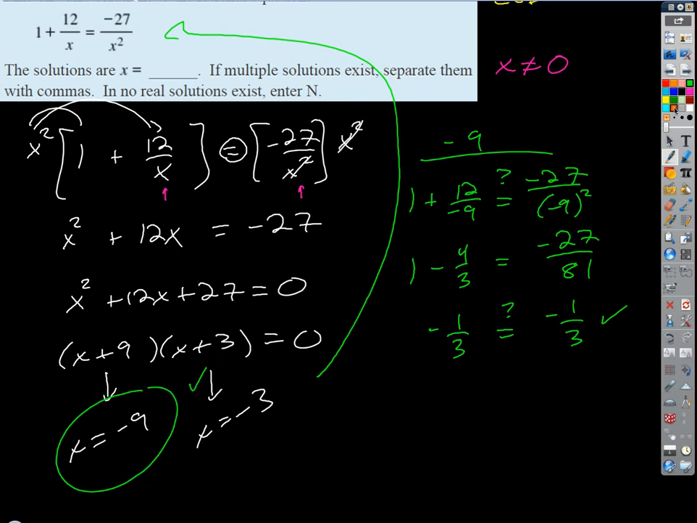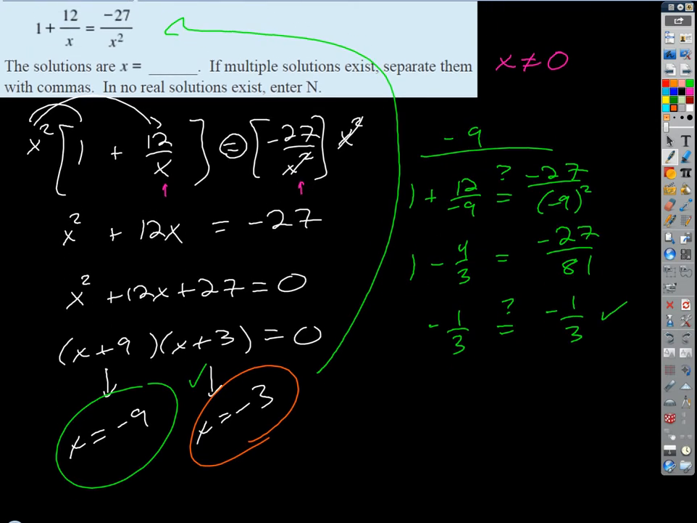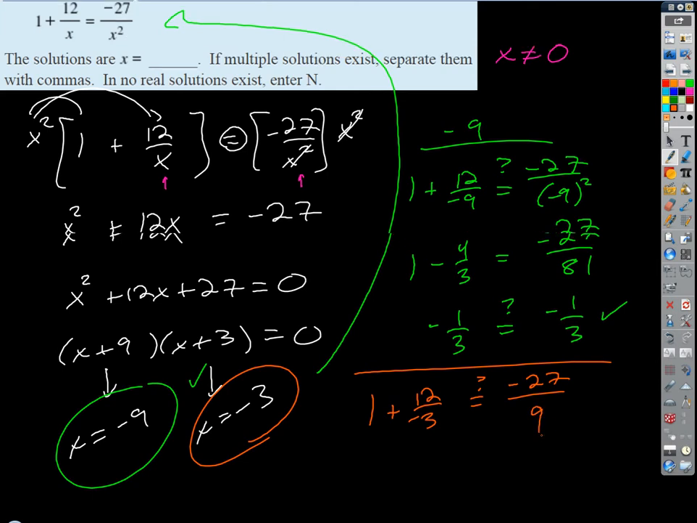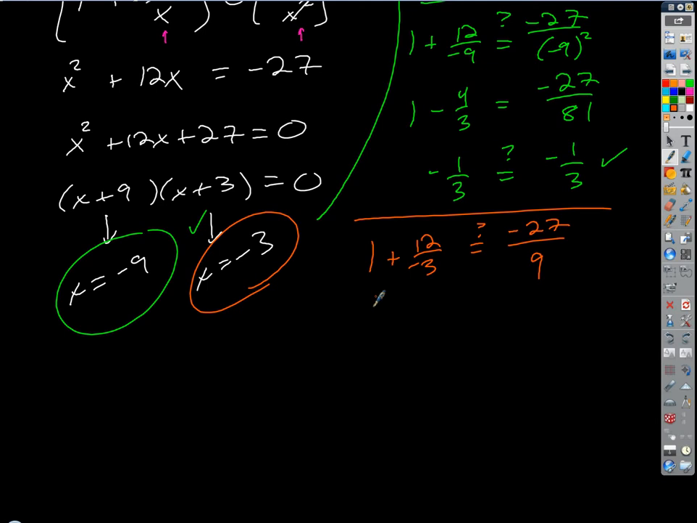What about negative 3? We'll check that one and see. If I plug that in, I'm going to get 1 plus 12 over negative 3 on the left, and on the right I'm going to get negative 27 over negative 3 squared. We'll just simplify that and call it 9. And so on the left side we get 1 plus negative 4, so negative 3, and on the right side negative 27 over 9 is also negative 3, so that one checks as well. So negative 9 and negative 3 are our solutions.